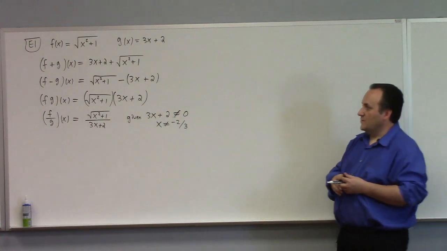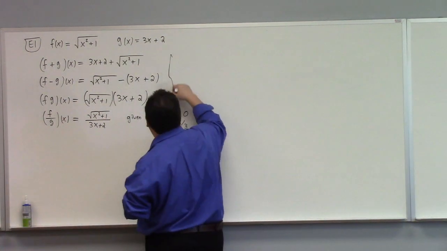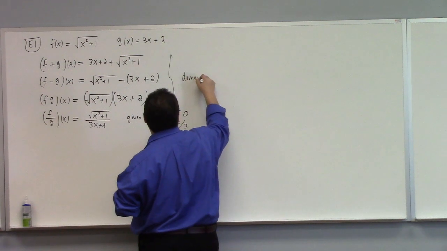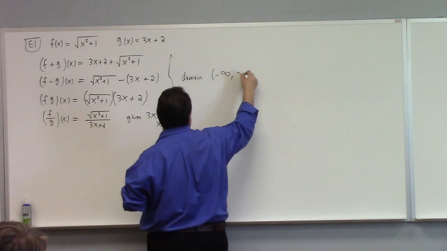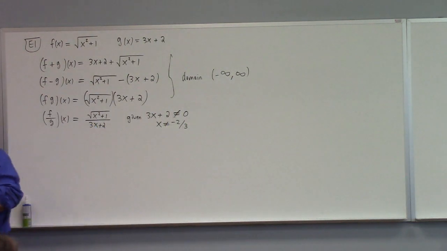And likewise, the domain of the sum, the difference, and the product, these all have domain minus infinity to infinity, right? But the quotient, right, it's got what? The domain is everything except for minus 2/3, right? If you want to think about the domain.